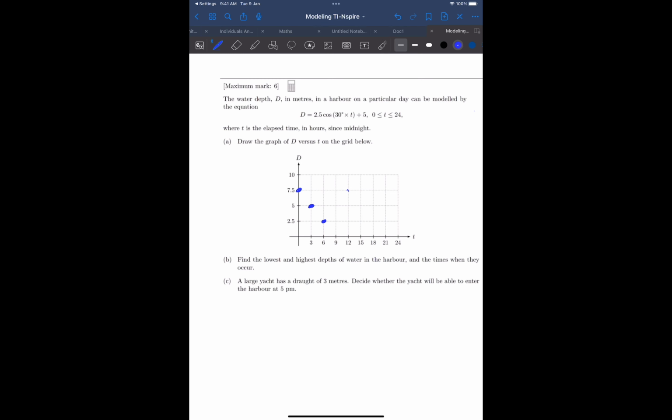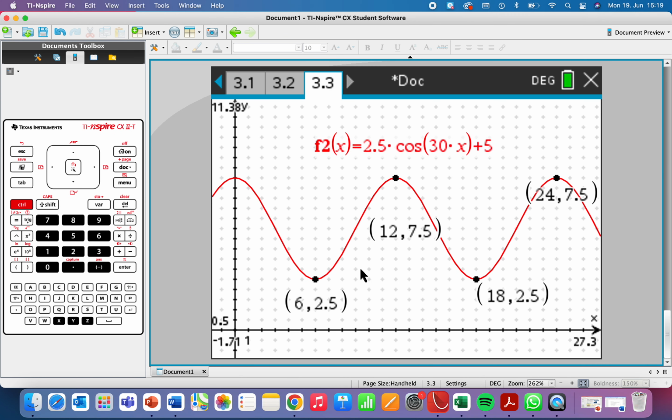That's okay. So find the lowest and highest depths of the water in the harbour and the times when they occur. So we can do that straight from the TI-Nspire. The lowest depths happen at 6 a.m. and then this is 18 hours after midnight. This is 6 p.m. and the highest depth is 12 noon and then back again at midnight. Okay, this is midnight here, this is midnight here.